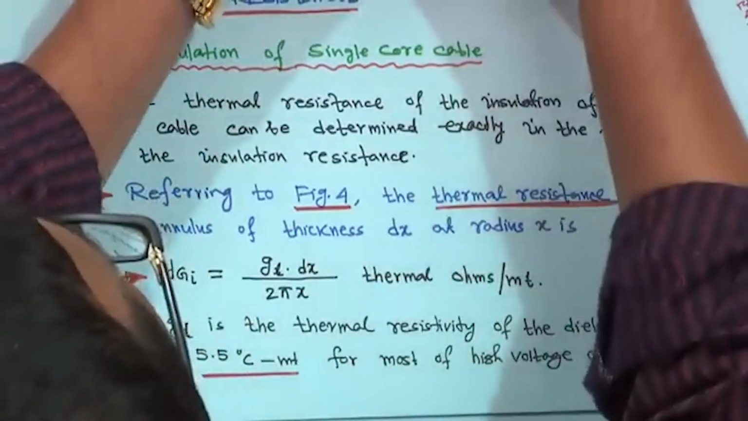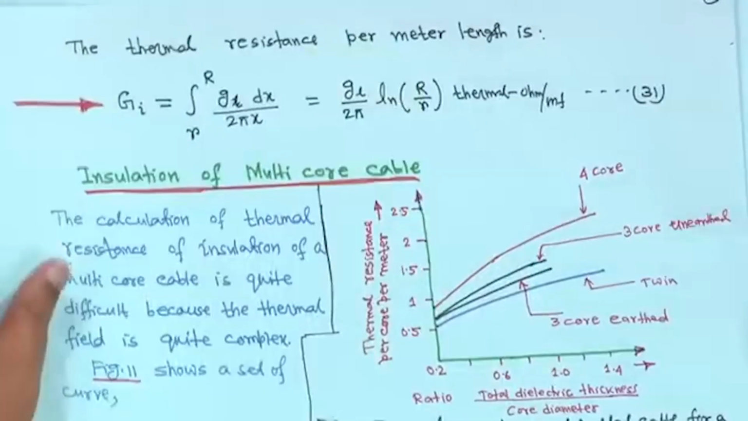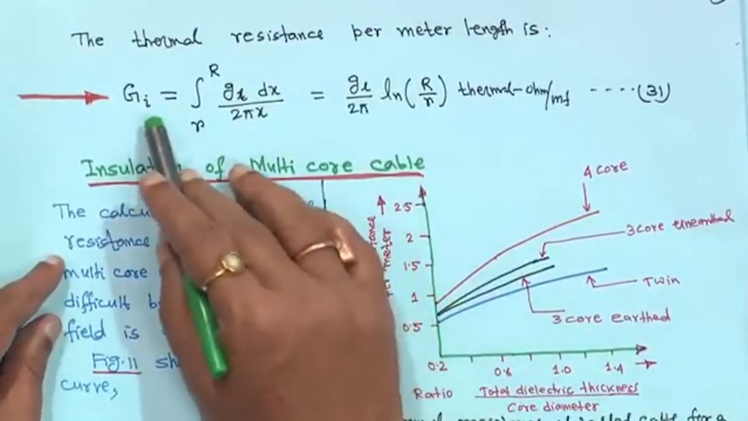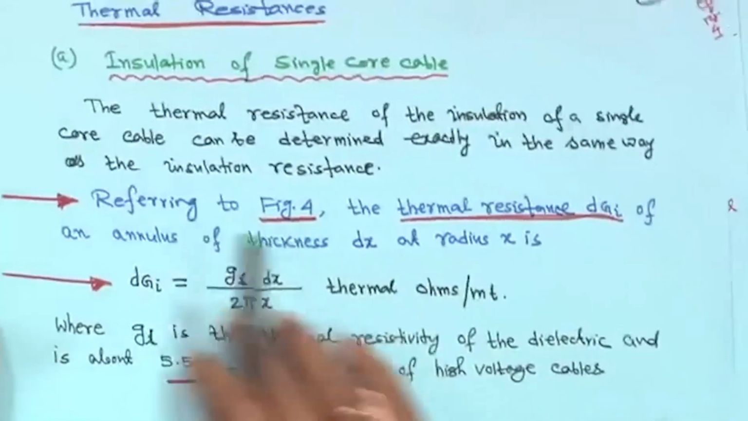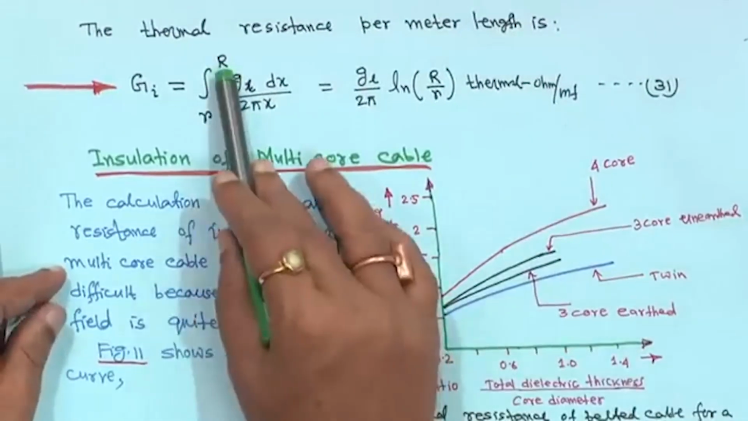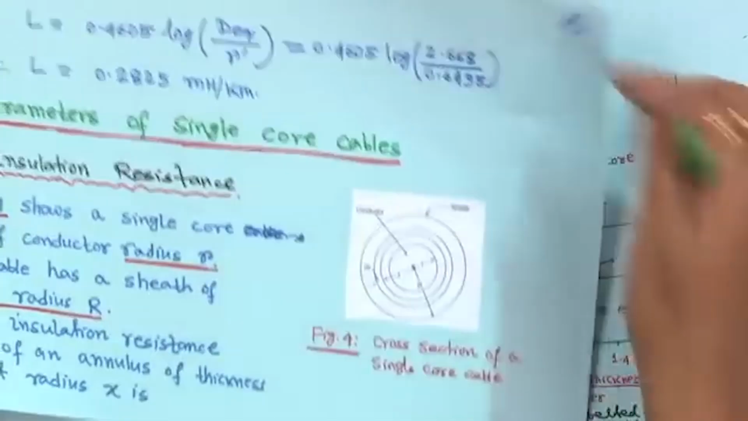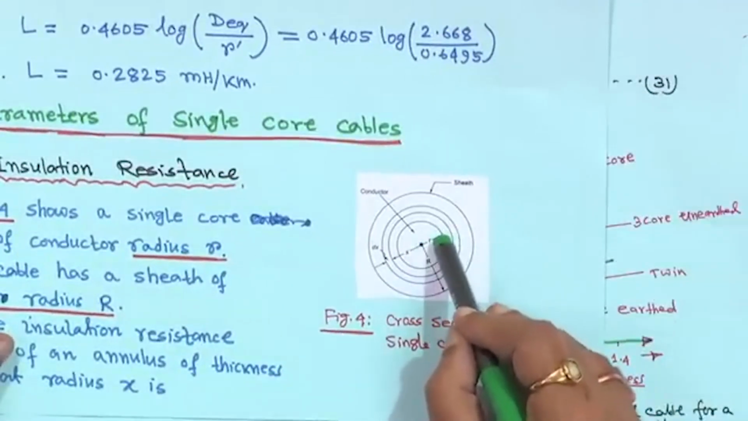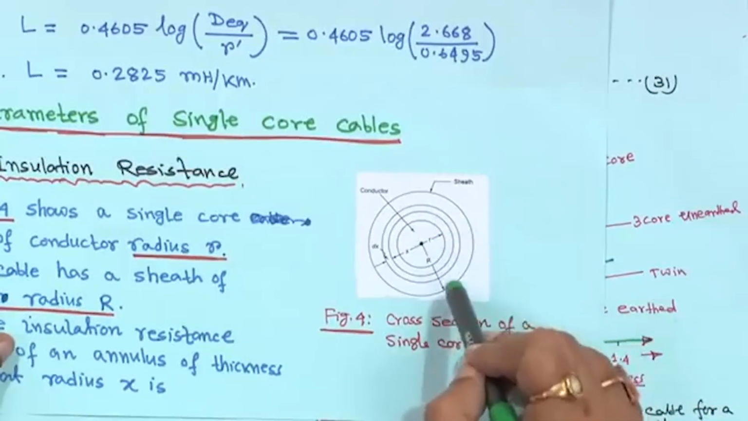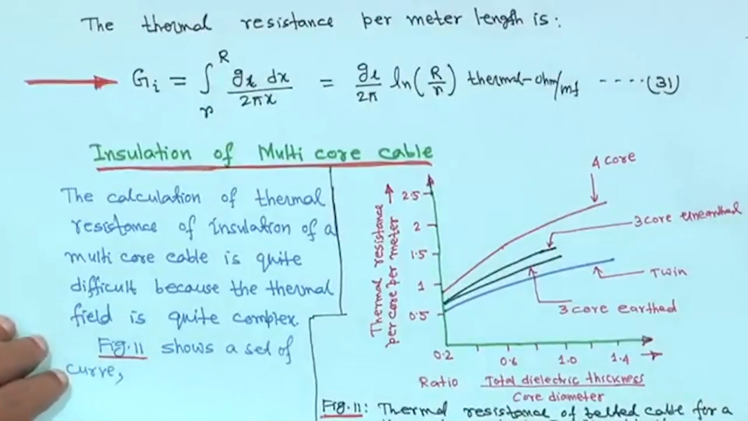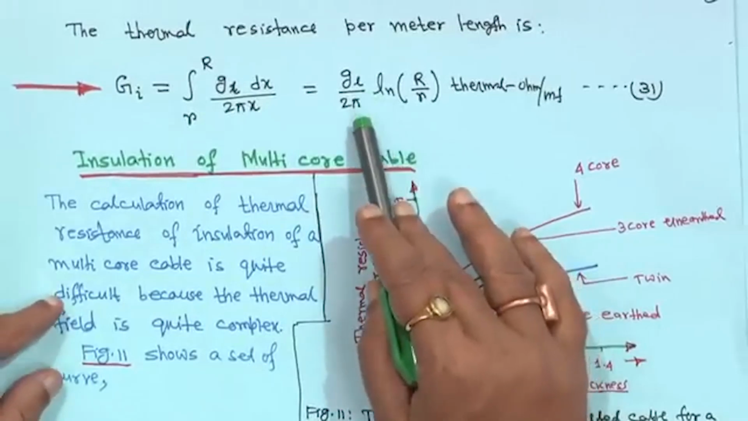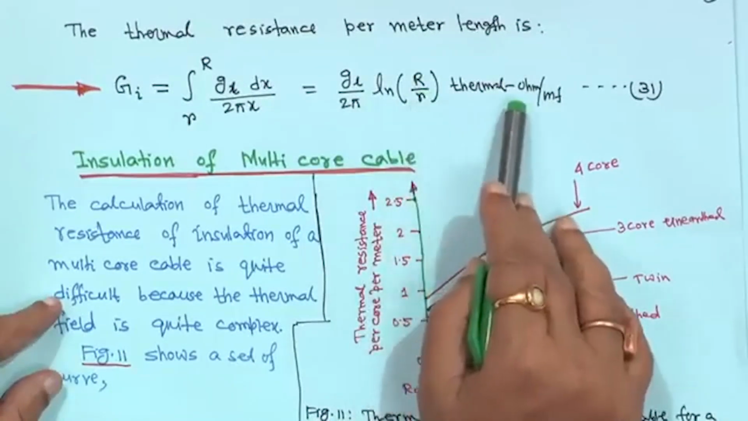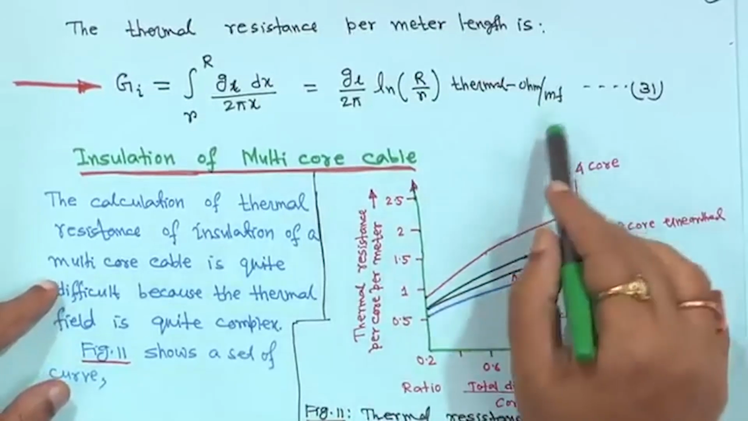Now, the thermal resistance per meter length is capital Gi. You just integrate this from small r to capital R, where small r is your conductor radius and capital R is the external radius. It will be the integral from r to R of GL into dx upon 2 pi x. So, it will be GL upon 2 pi ln capital R upon small r thermal ohm per meter. So, this is your Gi.